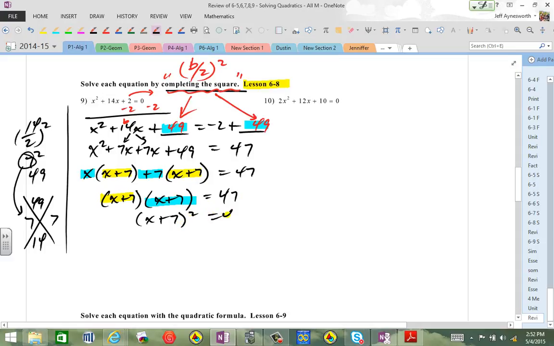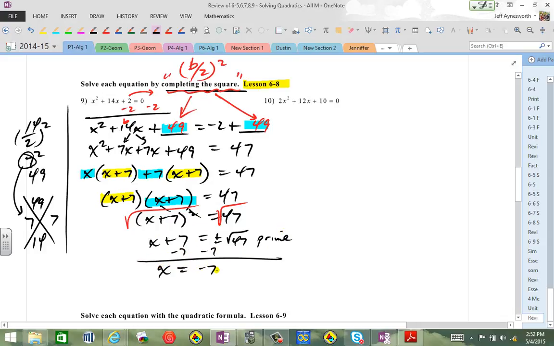And now we square root both sides because that's how you isolate the variable here. So the square root cancels the square out, giving you x plus 7 equals plus or minus rad 47. And that's prime, by the way, so I can't simplify it. Subtract 7, and you get x equals negative 7 plus or minus root 47.